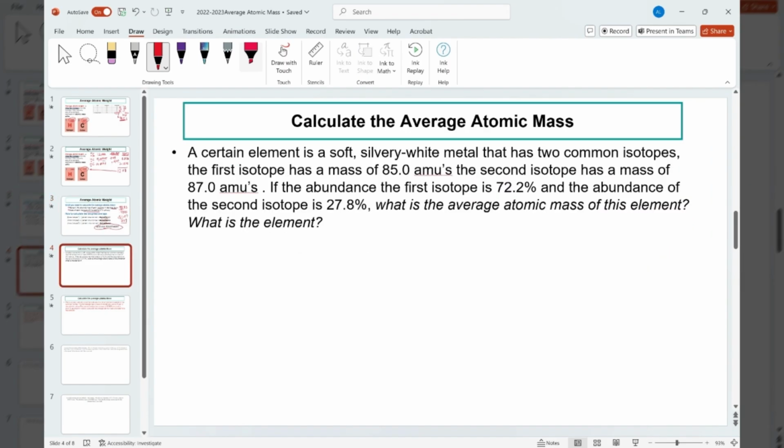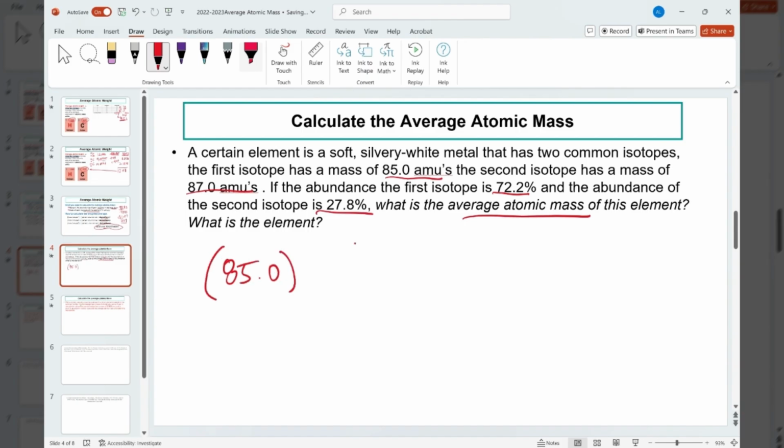So let me give you a quick example here. A certain element is a soft silvery white metal that has 2 common isotopes. The first isotope has a mass of 85 AMUs. The second has a mass of 87. If the abundance of the first isotope is 72.2 and the second is 27.8, what is the average atomic mass or weight, and what's the element?